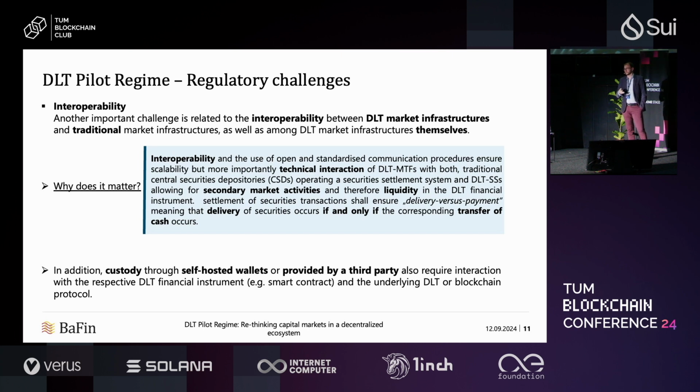And there's a step-by-step approach, and hopefully we will see the first authorization under the pilot regime by the end of the year. Okay. Thanks for that extensive answer.